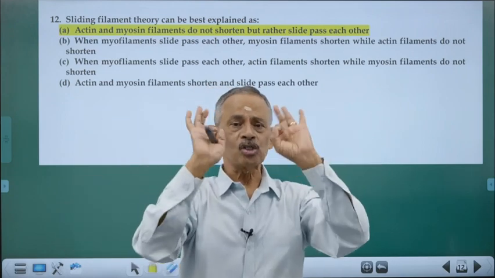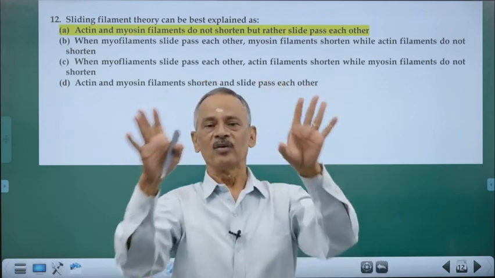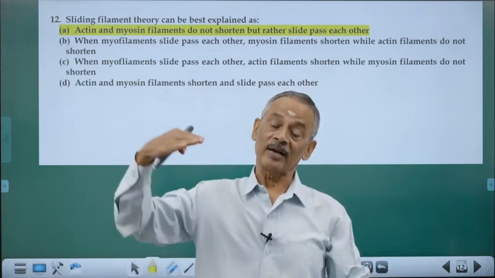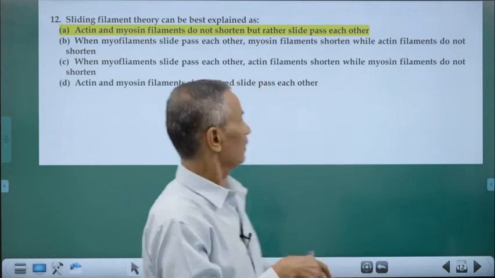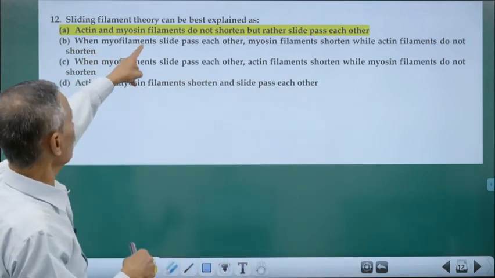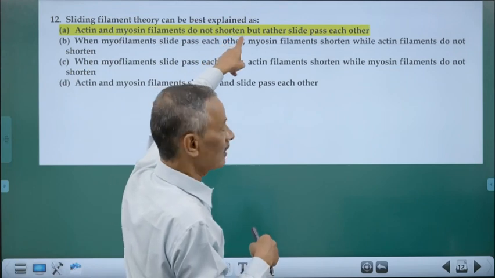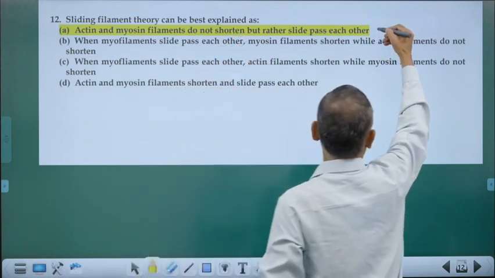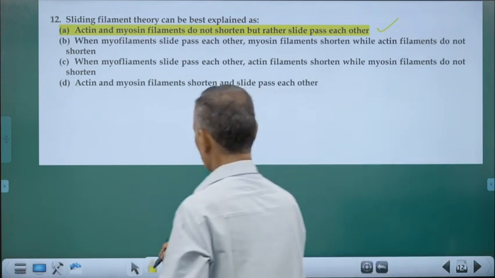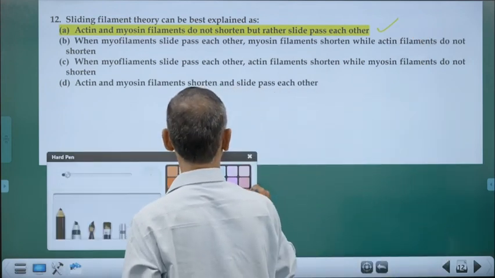So there is no shortening of thick filament or thin filament. Thin filaments are sliding past in between the thick filaments. So actin and myosin filaments do not shorten. Their length is not reduced, but rather they slide past. That's the correct one, but we will wait for the other options also.